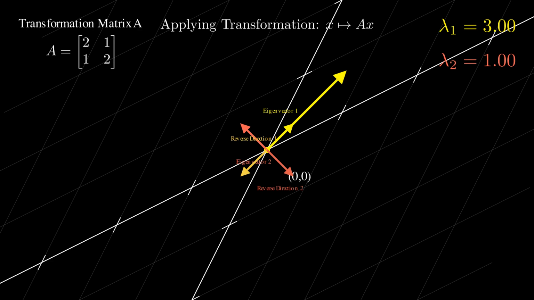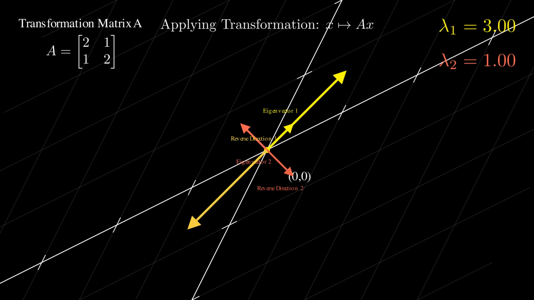These reversed vectors are also eigenvectors with the same eigenvalue because the eigenvalue equation Av equals lambda v still holds true. Just like their positive counterparts, these reversed eigenvectors scale by the same eigenvalues. The first eigenvector and its reverse both scale by 3. This is because multiplying by -1 doesn't change the eigenvalue relationship. Similarly, both the second eigenvector and its reverse scale by 1.